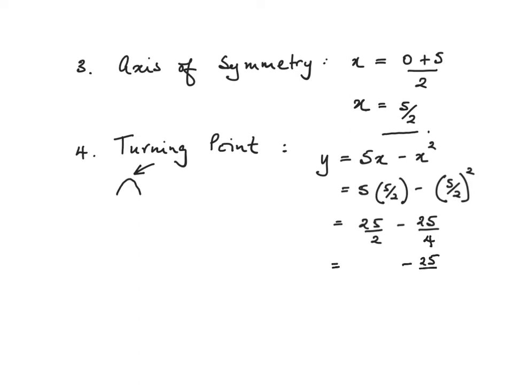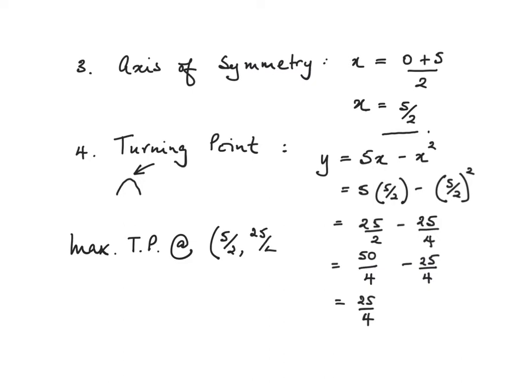What I want is a common denominator so that I can simplify these two. What I'm going to do is to change the denominator of the first fraction. I'm going to change this 2 to a 4. I'm going to multiply by 2, so I must multiply the top by 2 as well. That gives me a 50. I now have a common denominator. 50 take away 25 is 25 over 4. So we've got a maximum turning point at x equals 5 over 2 and then y equals 25 over 4.